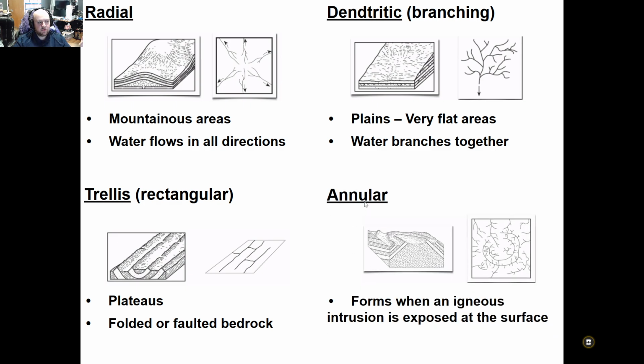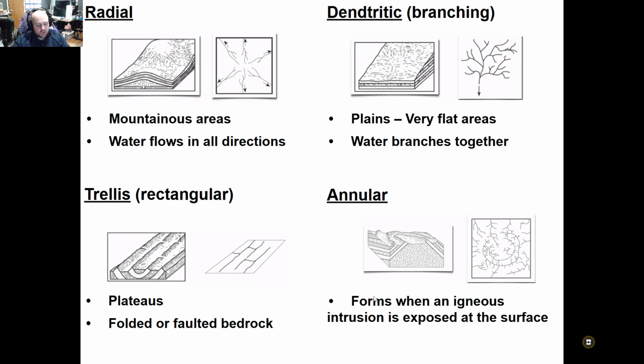So an annular drainage pattern is when an igneous intrusion is exposed at the surface. If you look at this picture here, we have all these different rock layers, some sedimentary, some igneous, but then we have some magma that was pushed up and eroded away at the surface, and it makes this circular pattern here. We see these dendrites coming out of it, these branches, but at the top we see this circular flowing around it. So when we look at it from above, we call that annular.